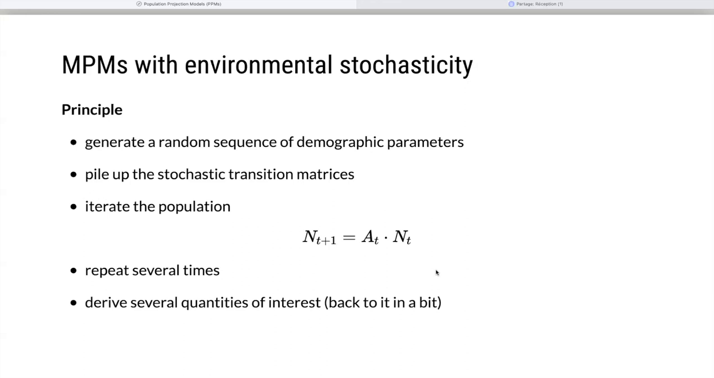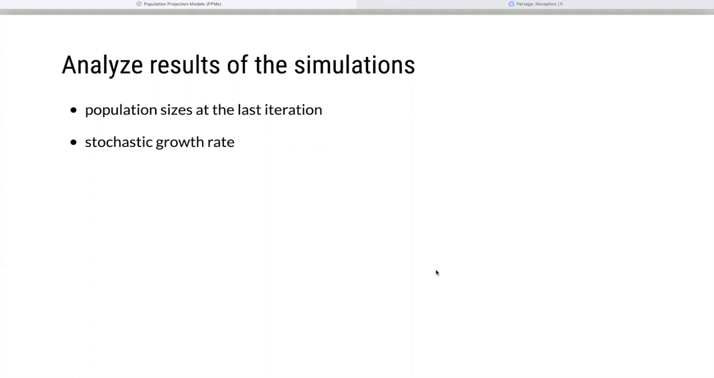And from these stochastic simulations, we derive and calculate some quantities of interest, like the risk of extinction mainly, and the others we're going to see right now. So we can look at the population sizes at the last iteration, the stochastic growth rate, because it's not deterministic anymore, probabilities of extinction at different times, and stable stage structure and generation time, all the other quantities that we calculated in the deterministic model.